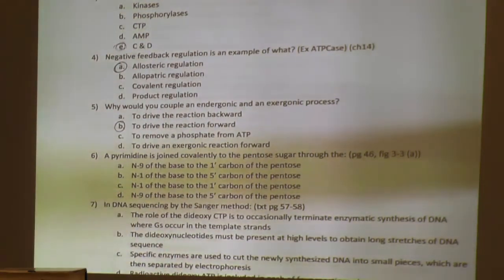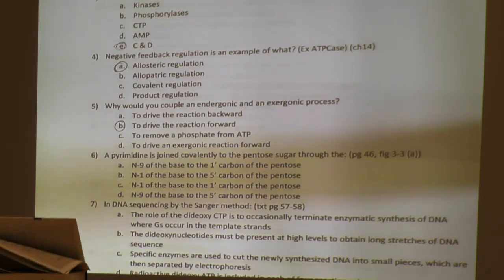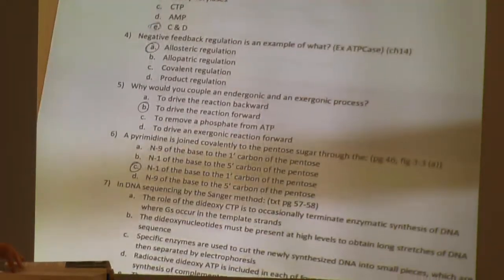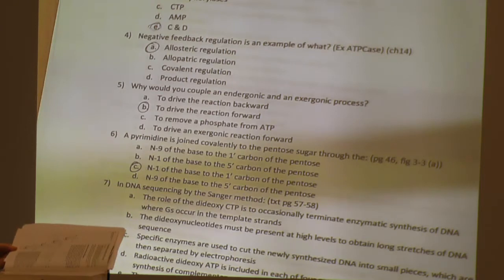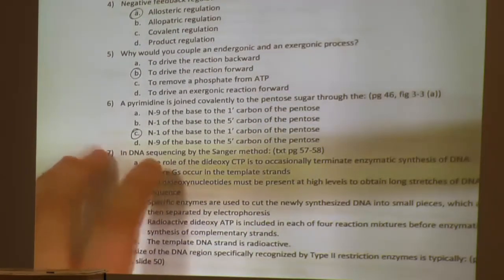So a pyrimidine is joined covalently to the pentose sugar through the blank. I have this one listed as C. Let me go to page 46 real quick. C. And let me try and find this for you guys. Yeah, it's not going to fit under the doc cam, so where you can find that is on page 46, figure 3.3. C. That's the one that I have.